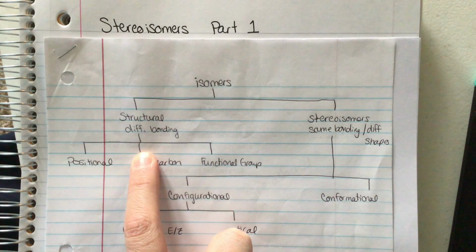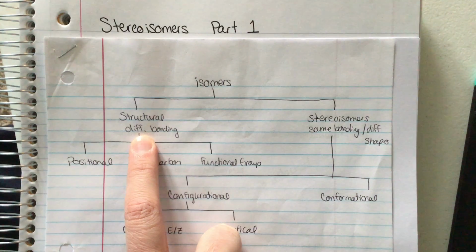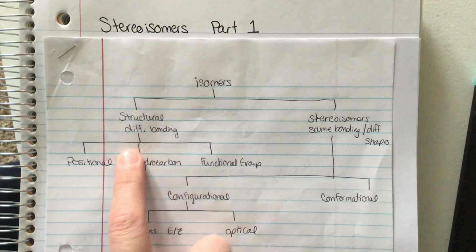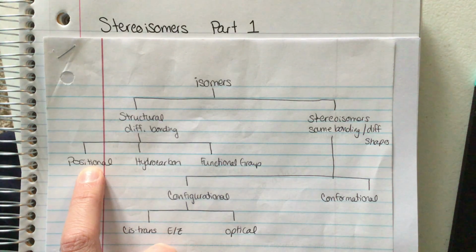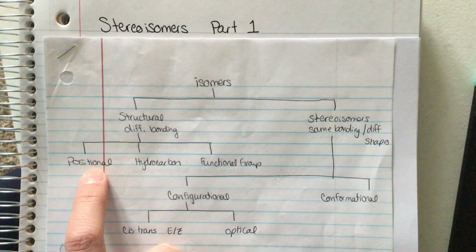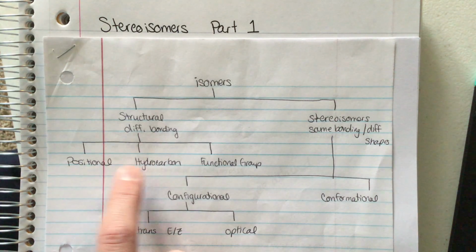We've talked about this branch over here on the left before, structural isomers, which is where you have the same number of carbons, hydrogens, oxygens. You just have different bonding. So you can bond your functional groups in different spots. So this would be like 1 pentanol versus 2 pentanol versus 3 pentanol. They're all going to have the same number of carbons. They all have 5, but the OH is in different spots.